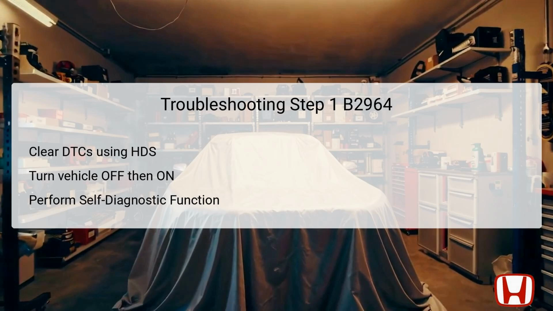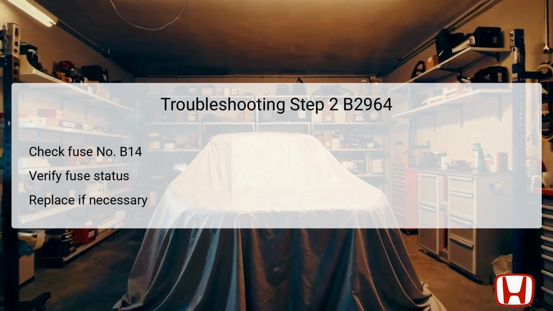Following this, execute the self-diagnostic function either through the HDS or directly via the climate control unit. This process will detect and display any current DTCs that may be present, effectively confirming whether B2964 is indeed indicated again. If it reappears consistently, it indicates a sustained communication failure that requires further inspection.